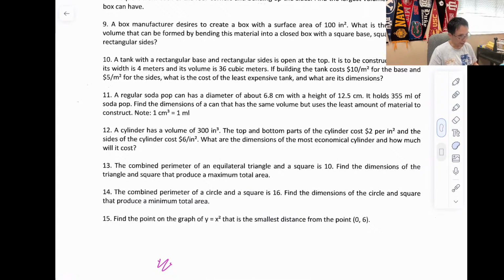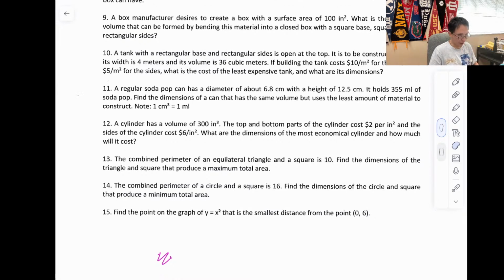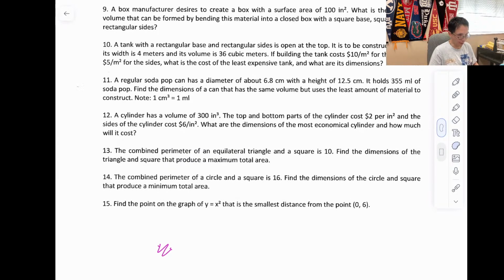A tank with a rectangular base and rectangular sides, open on top, is constructed so that its width is 4 meters and the volume is 36 cubic meters. If building the tank costs $10 for the base and $5 for the sides, what is the cost of this expensive tank? So here's my question: what are we trying to optimize?